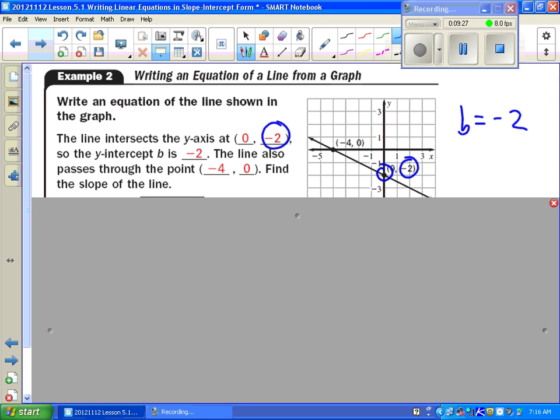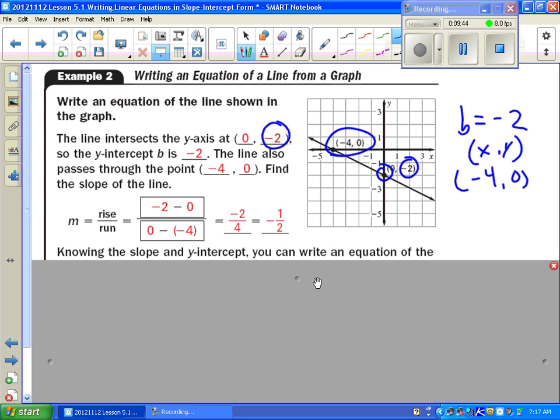The line also passes through this point, (-4, 0). So what we have there is a point x comma y that is -4 and 0. We can use those values to find what we need. We need y equals mx plus b. We need to find the slope. In order to find the slope, it is equal to the rise over the run, or your slope formula is the change of y over the change of x.